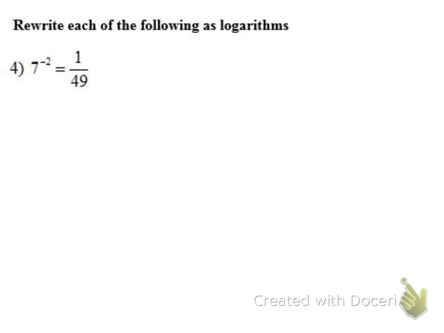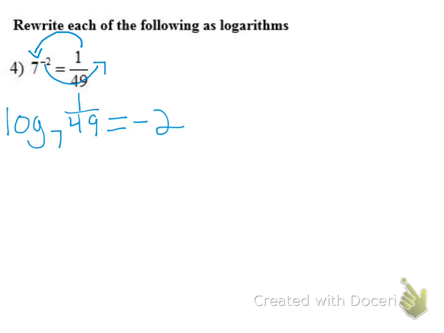So let's take a look at this problem here. 7 to the negative second power equals 1/49. We're going to go backwards now. We're going to take this 1/49 and it's going to push that 7 down into the denominator. So we have log base 7 of 1/49. And then that negative second power is going to come over to the other side and it's just going to equal negative 2. Fantastic. Now try some on your own.